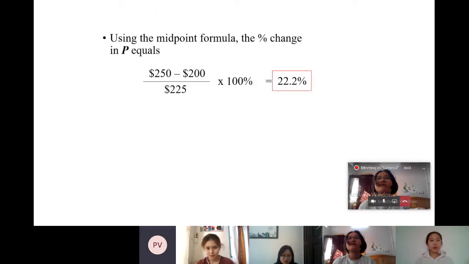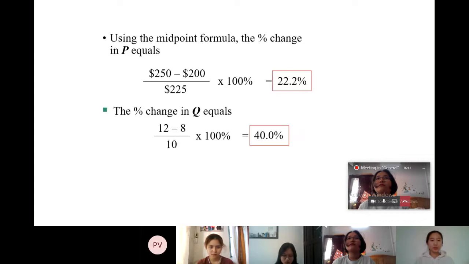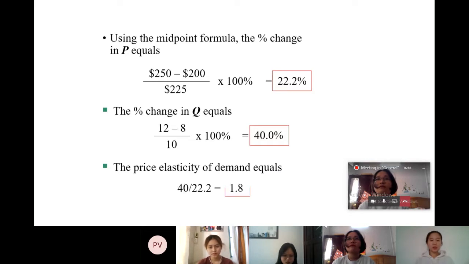Using the previous example, you can calculate the percentage change in price equals 22.2%, and the percentage change in quantity equals 40%. For the price elasticity of demand, you take 40 divided by 22.2, then you have the final answer of 1.8. That is how you calculate the percentage change in quantity demanded and price. Thank you.